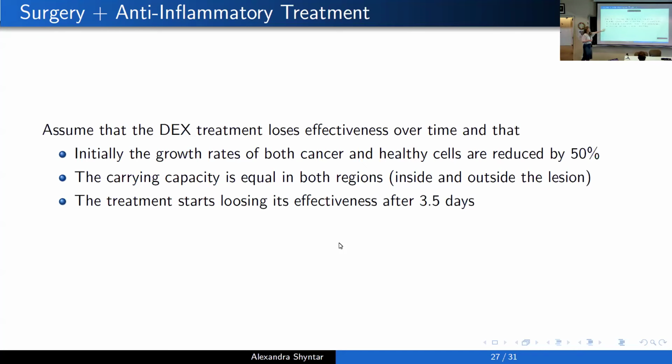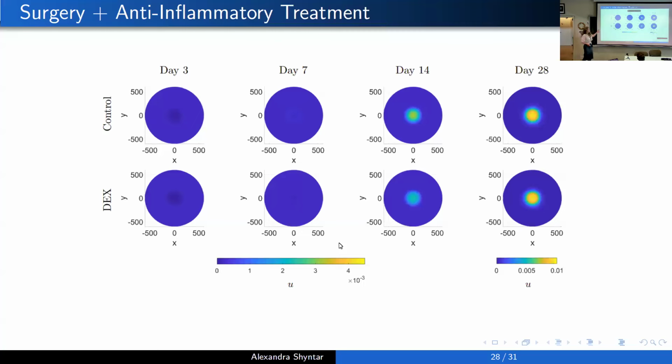And then we assume that the treatment starts losing its effectiveness after 3.5 days, and this was motivated by the data. These assumptions can be modeled by a sigmoidal curve or a hyperbolic tangent. It doesn't really matter, it will give similar results. And this is what we get.